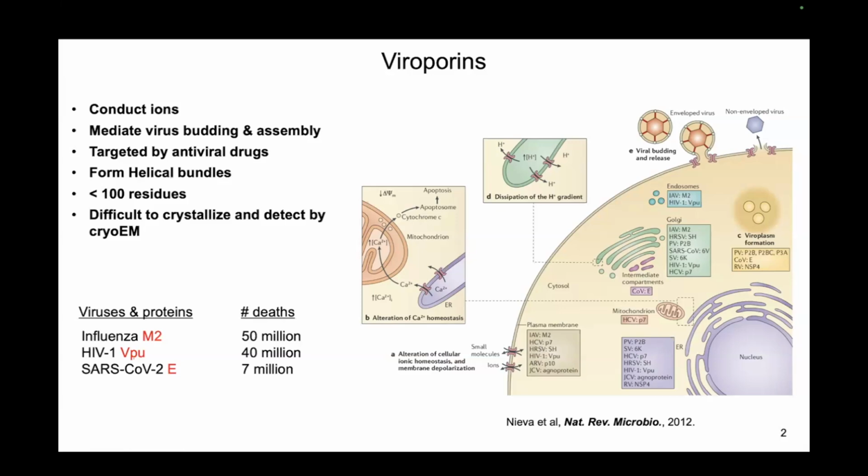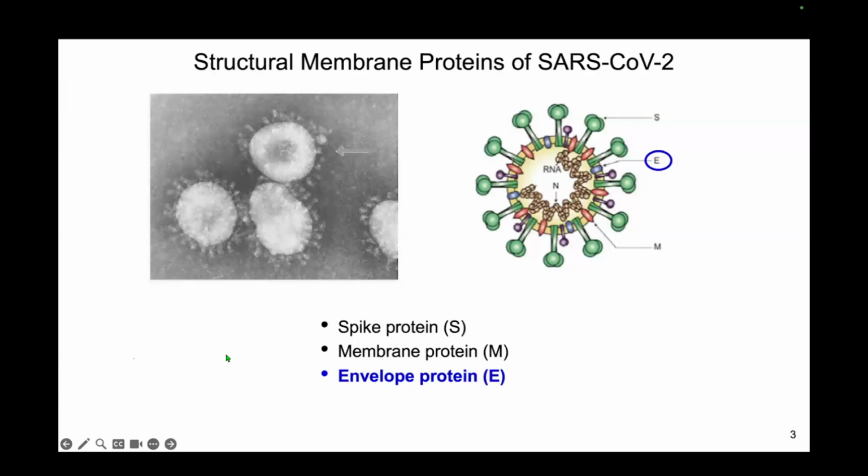assemble. Because these are small helical proteins, they're pretty difficult to crystallize because there's just not enough soluble domain in these proteins. And being so small, they're also difficult to detect by cryo-electron microscopy. So solid-state NMR is a natural spectroscopic technique to give us high-resolution structural information about these proteins. Influenza M2 is a canonical member of the viral porin family of proteins, but there are other ones, and SARS-CoV-2 is the system that I want to tell you about today.